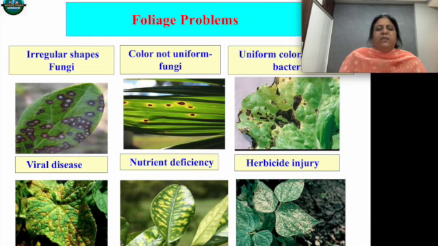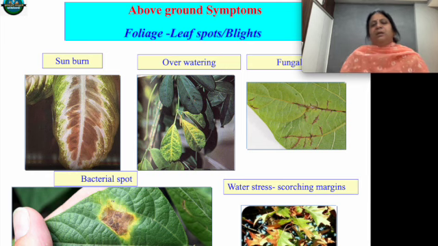Viral diseases, mostly they appear in mosaic pattern. Nutrient deficiency, you can see, is uniform on an entire leaf. Herbicide injury is very difficult to detect. Most of the times, it is mistaken with the pathogens. Sunburn, the first one is sunburn. Sometimes, because of lack of experience, it may be mistaken for a bacterial disease or some other problem.